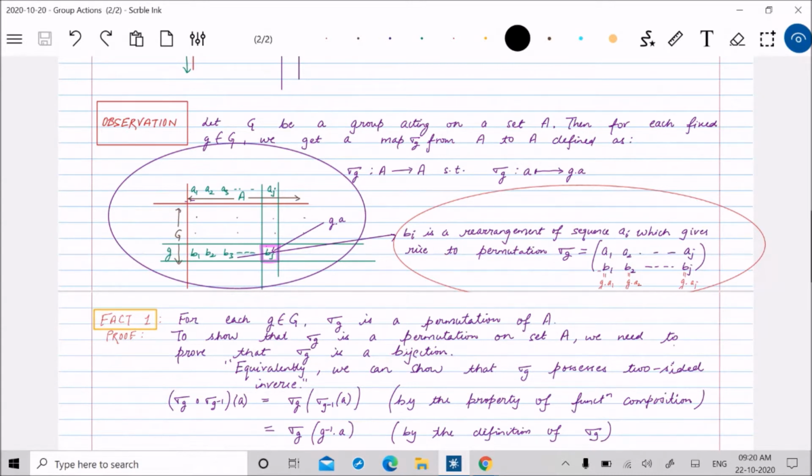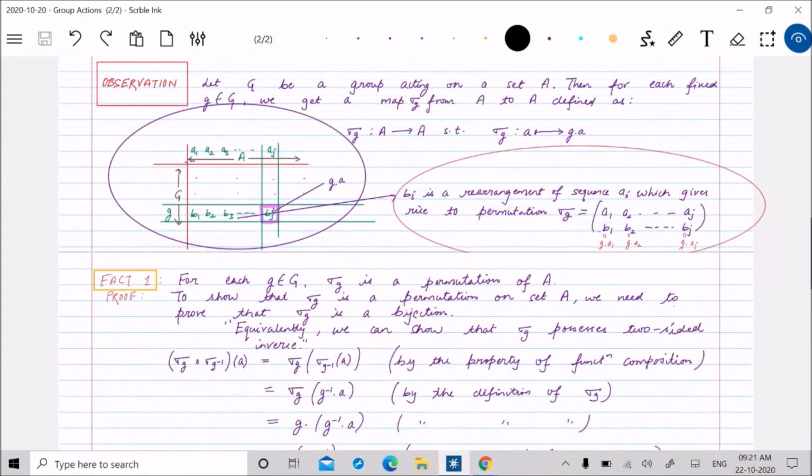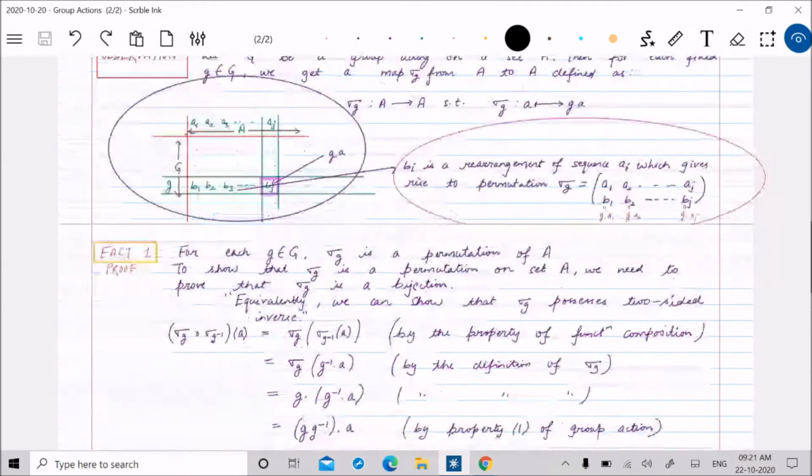Okay. The proof goes like this. If you want to prove that sigma_g is a permutation on set A, you need to prove that it's a bijection, because a permutation is nothing but a one-to-one and onto function from set A. If you want to show that it's a bijection, you need to show that it possesses a two-sided inverse, right? If a function has a two-sided inverse, then of course it's one-to-one and onto.